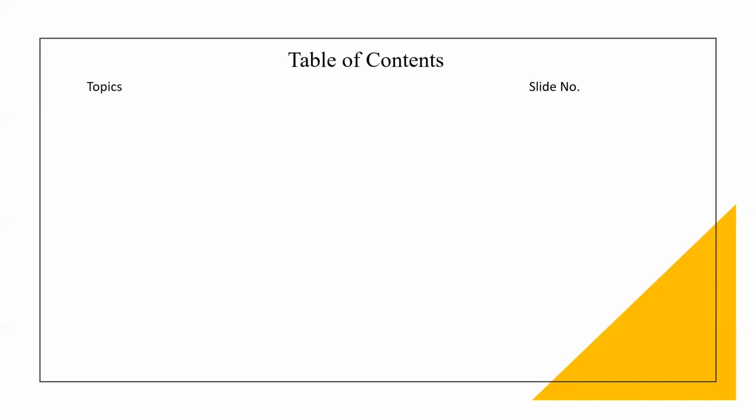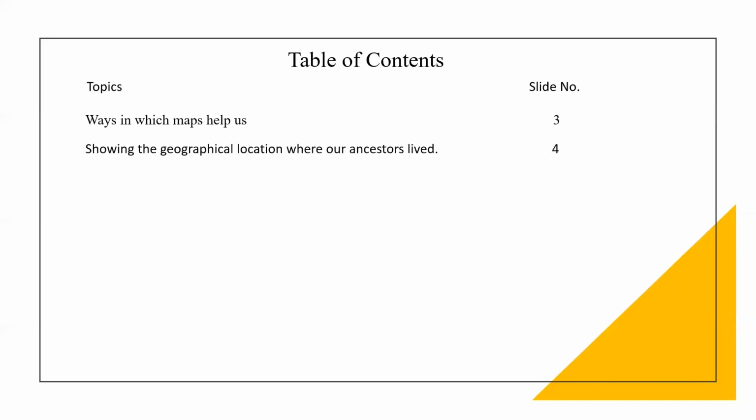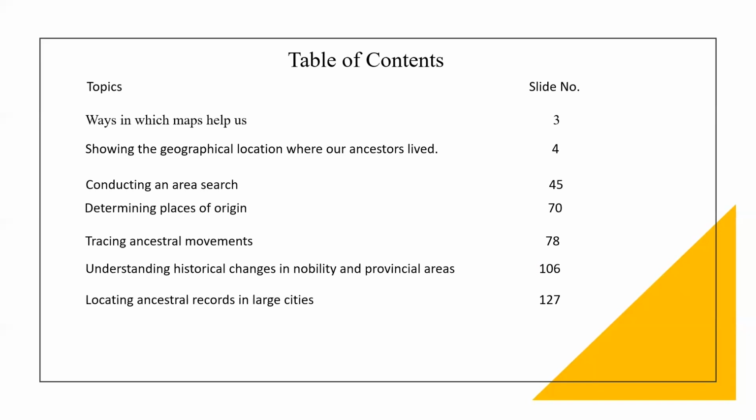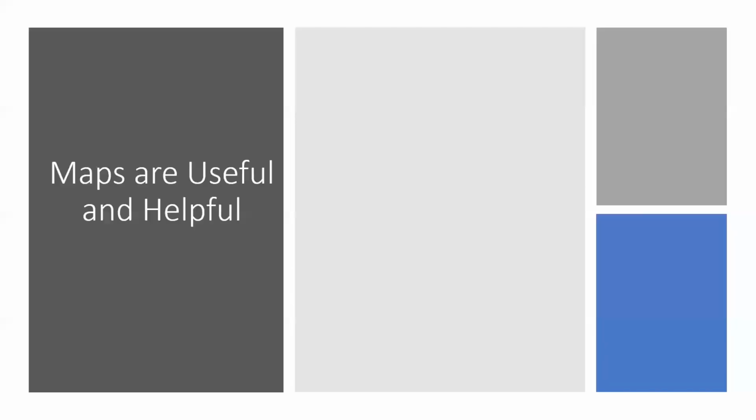In this webinar, I will be covering a number of topics. The beginning slide number for each topic is given on the right. The topics include ways in which maps help us in genealogical research, showing the geographical location where our ancestors lived, conducting an area search, determining places of origin, tracing ancestral movements, understanding historical changes in nobility in provincial areas, locating ancestral records in large cities, and additional resources used to locate places on maps.